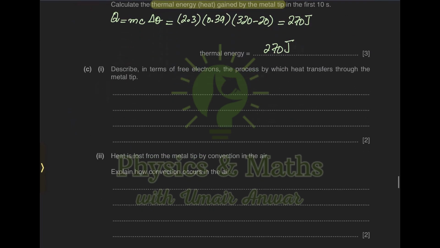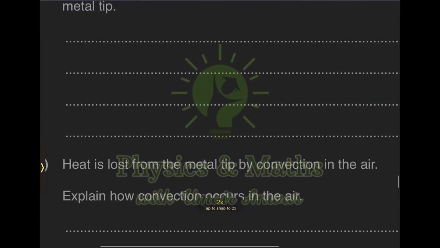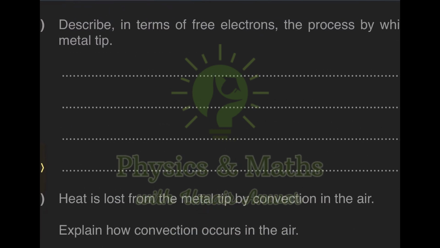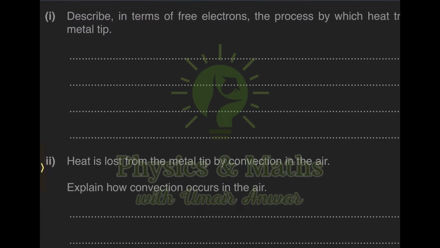The next part says describe in terms of free electrons the process by which heat transfers through the metal tip. Since it is a metal or copper, it contains free electrons, and those free electrons are able to move through the metal and they transfer energy from the hotter region to colder region.